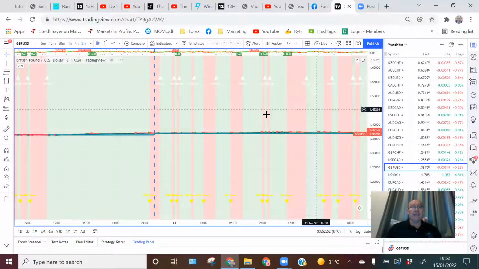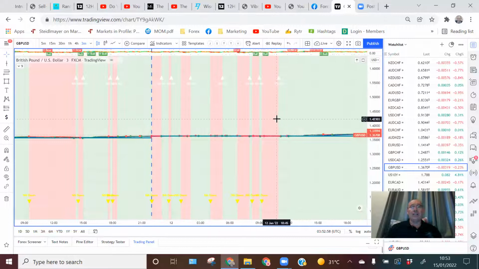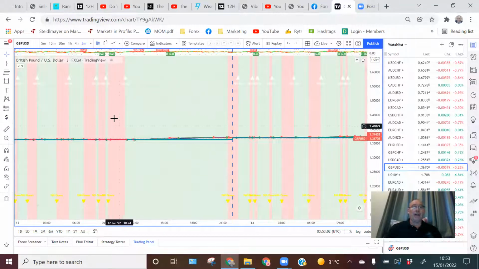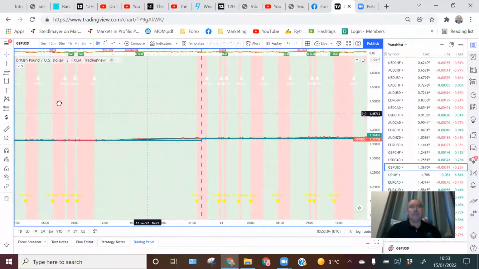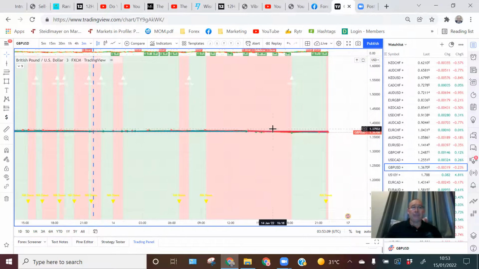I want to go back in time. That's the end of a day and the start of a new day. These colors represent buy or sell. Green means a buy, that pink and red means a sell. This is the price of the trading.